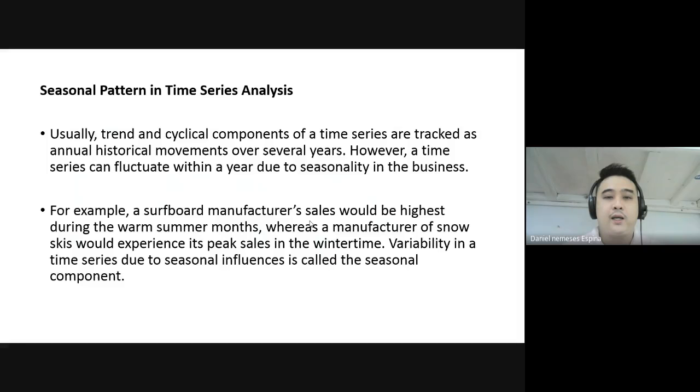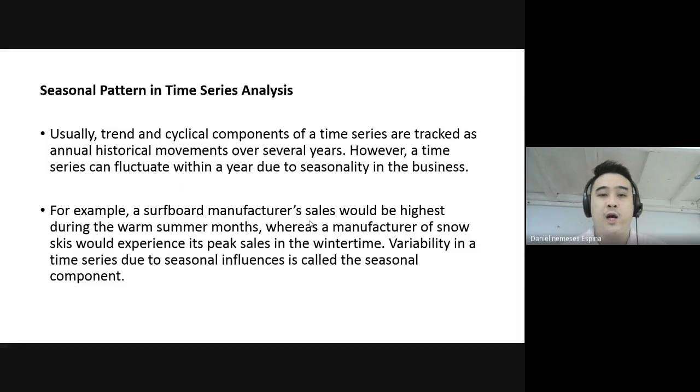So usually trend and cyclical components of a time series are tracked as annual historical movements over several years. However, a time series can fluctuate within a year due to seasonality in the business. Sometimes the business fluctuates even within the year. So let's say a halo-halo business. There are months when it is high, and there are also months when it is low because of the climate season.